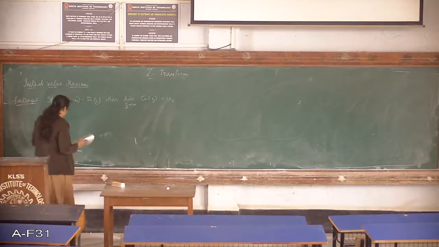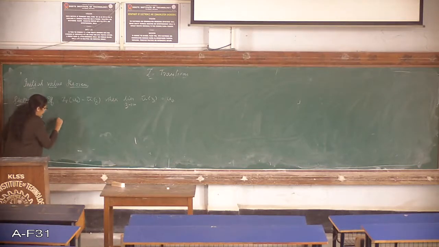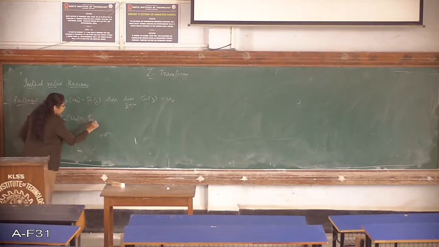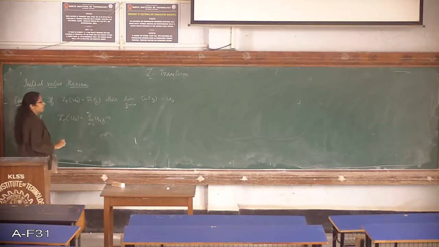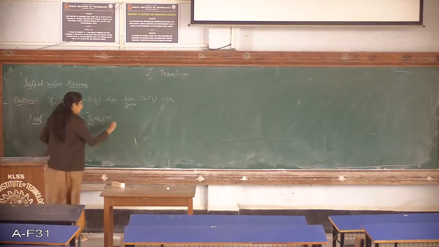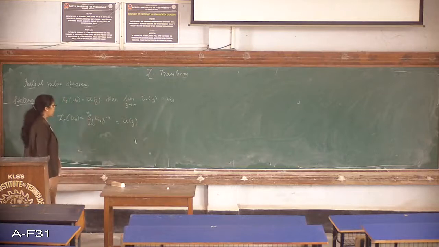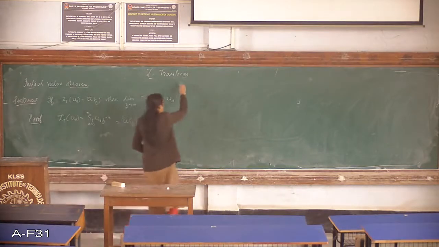Now, the proof is very simple. Let us start with the definition of the Z transform. The Z transform of un is the summation of un z raised to minus n, with n ranging from 0 to infinity. This is what we have, right? And this is also denoted as u bar of z, right? So, let me continue with this.